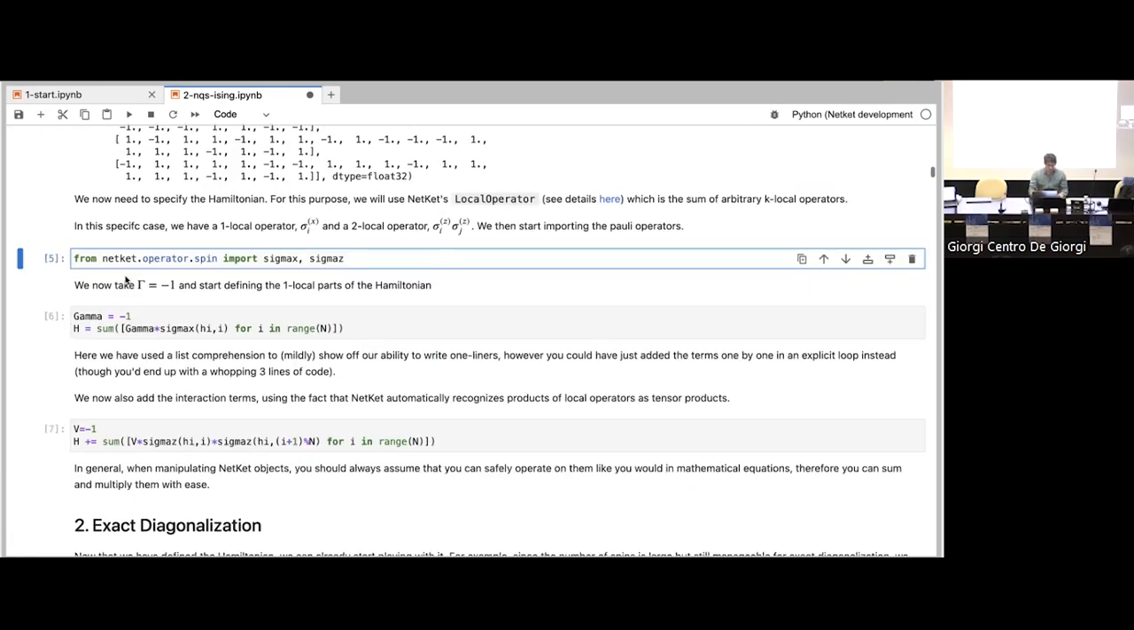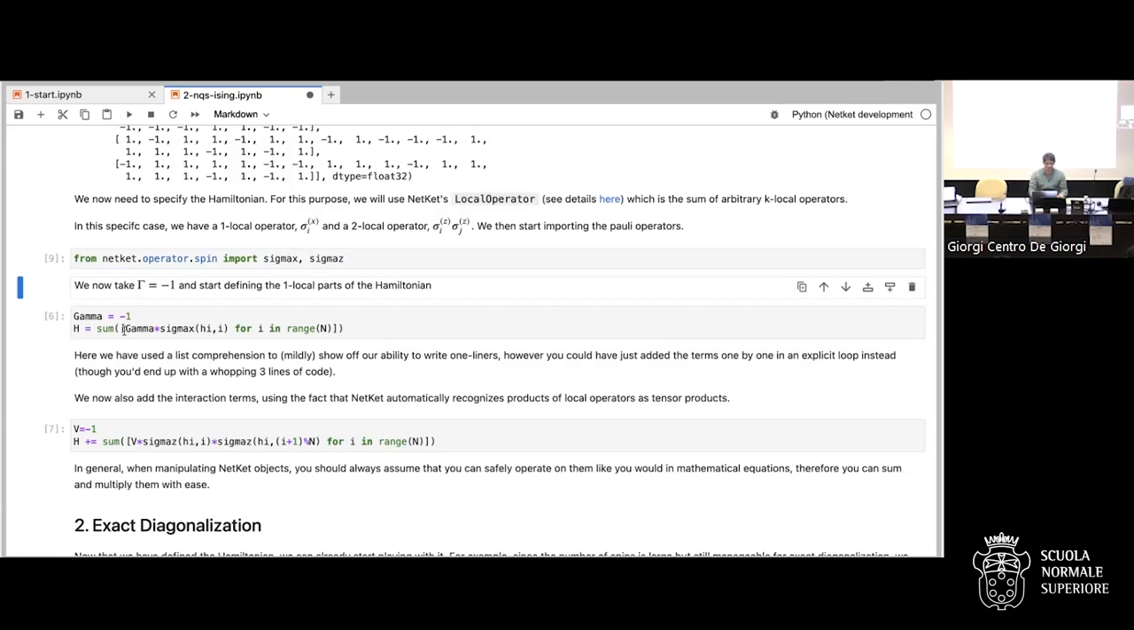So in NetKet, what is beautiful, in my opinion, is that it's very simple to write a Hamiltonian. I import from netket.operator.spin the sigma x and sigma z, okay, to write my Hamiltonian. And so for the first term, this sum over i of sigma x i, I simply write it like that: sum of gamma times sigma x(hi, i), where sigma x(hi, i) means sigma x defined on the Hilbert space hi, on the site i, okay?